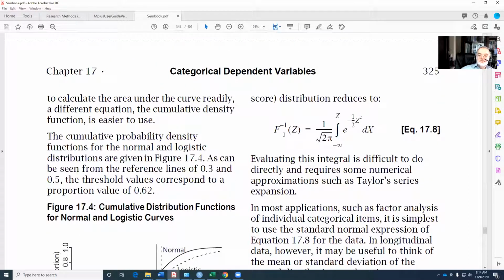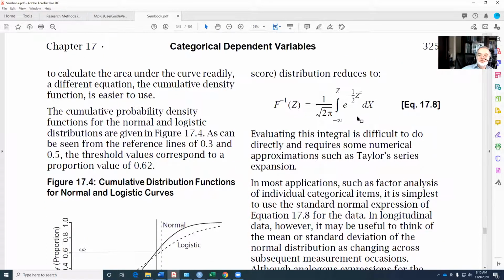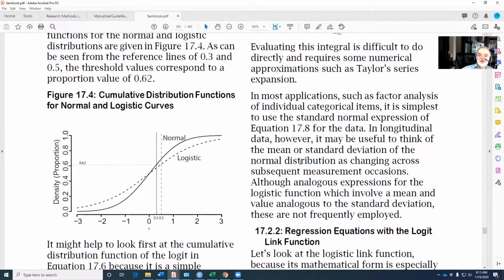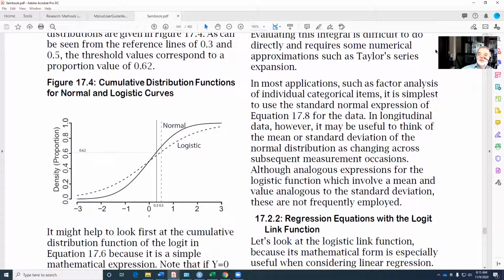So if we're evaluating this curve, to get this cut score here for the normal distribution, I've got to evaluate this integral. That's a little more messy. And in most applications, it's easiest to use the standard.